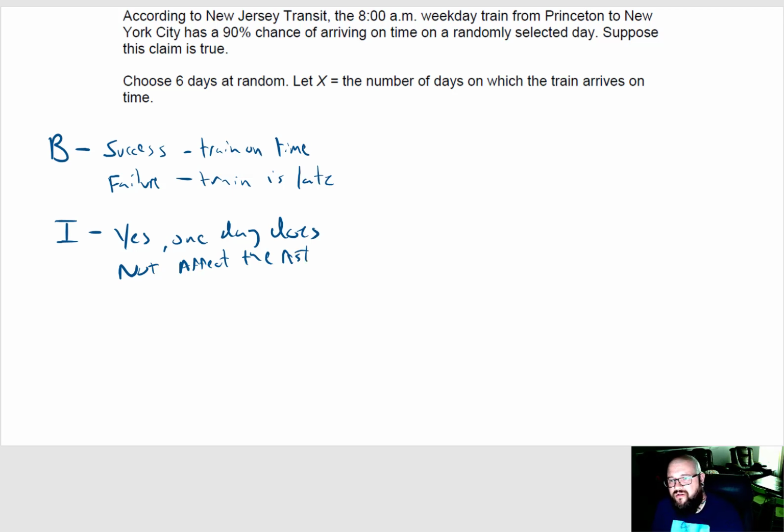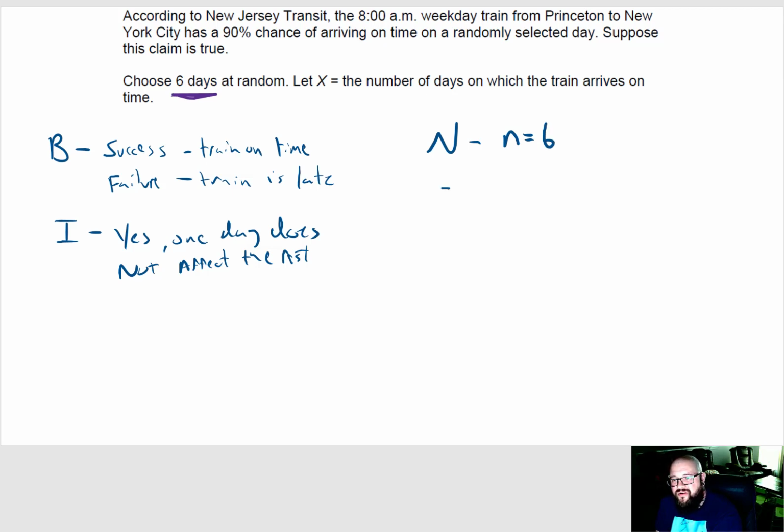The next value we're looking at in our little acronym is the N for the number of trials. We want a set number of trials. And do we have a set number of trials there? Well, if we look here, it said choose 6 days at random. So it just wants to look at 6 days. So yes, a set number of trials, our N is going to equal 6.